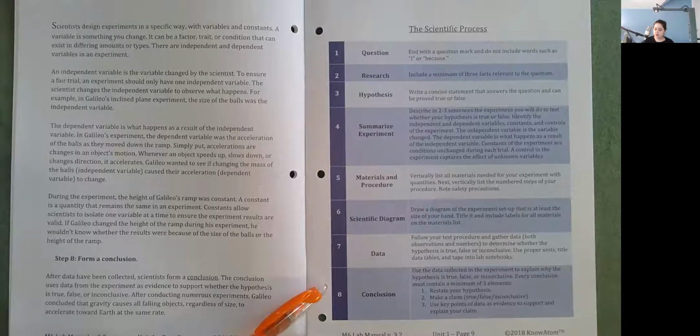Every conclusion must contain a minimum of 3 elements. 1. Restate your hypothesis. 2. Make a claim: true, false, or inconclusive. 3. Use key points of data as evidence to support and explain your claim.